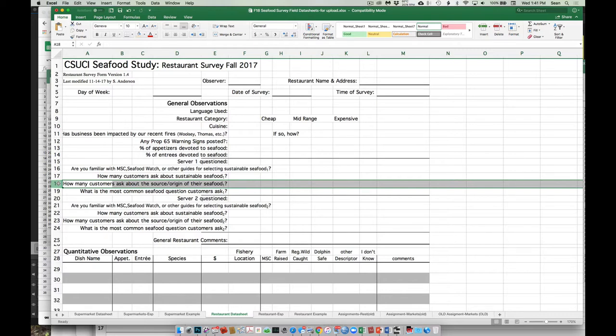And whatever they say, just put it down, right? Maybe they'll ask, is it farm raised or wild caught? Maybe they're asked, how did you prepare it? Did you put butter in it? You know, whatever. So whatever they say, you put it in. Cool? And that's it. And there's a spot for you to make some general comments.